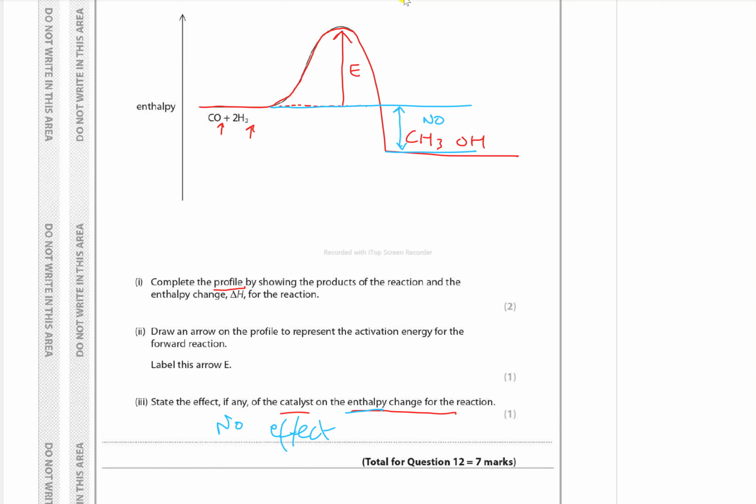Be careful. It took me a while to figure that one out. I was trying to read it. They do not want the activation energy. When I first read it, I thought they were on about this activation energy. They were not on about that. So you've got to be careful. They're talking about the enthalpy change. So it has no effect. Okay, that was a good question.